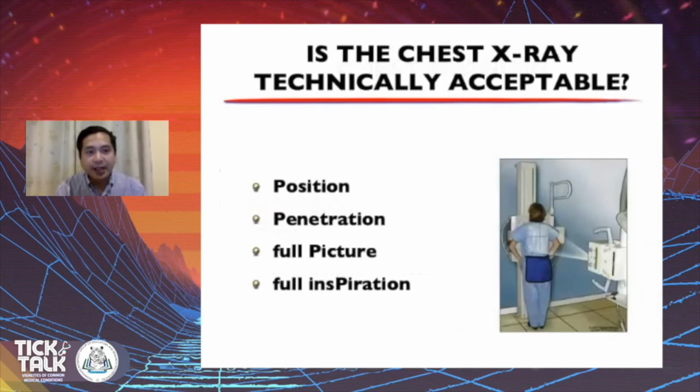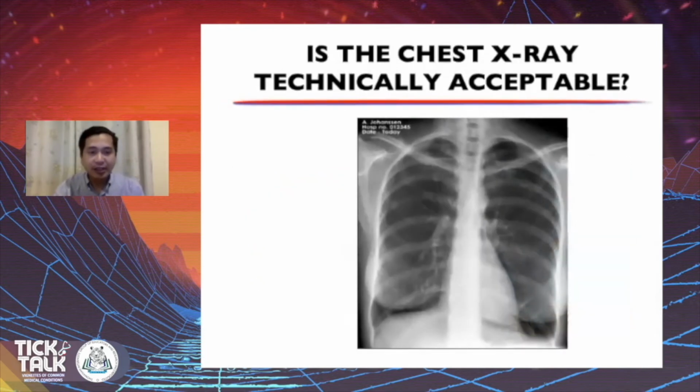So first, is the chest X-ray technically acceptable or is it teleradiograph? Okay. So first, we have the 4 Ps. Remember the 4 Ps: the position of the patient, the penetration of the X-ray, the full picture, and full inspiration. Okay. This will be discussed briefly in a while. Okay. So for the position, we ask the audience now, do you think this X-ray is acceptable in terms of position? Now, how will we be able to know?